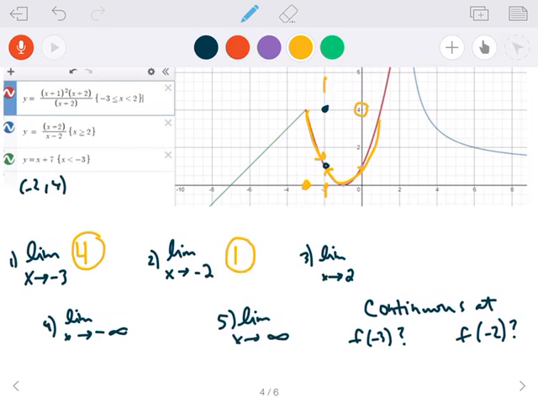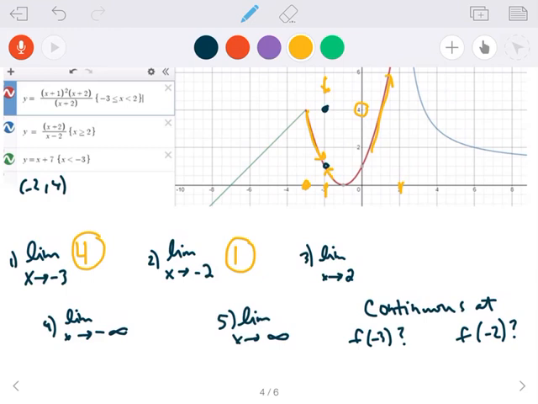This point up here does not matter because we're looking at what the graph is approaching, not where it actually lands. Okay, another point we want to look at is when x equals 2, which is here. So if we look at it coming from the left, looks like it's heading up toward infinity.